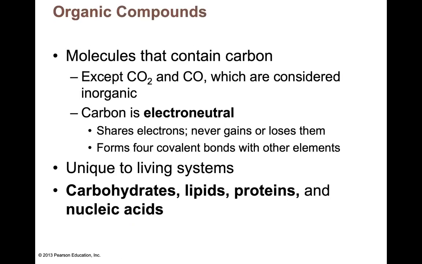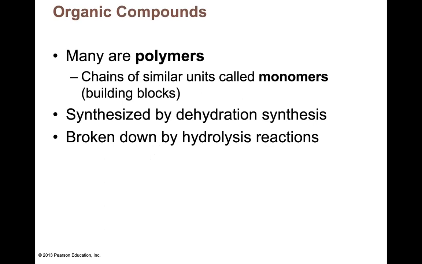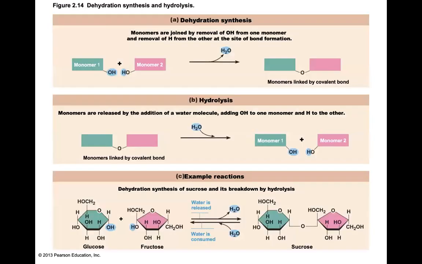Okay, our organic compounds. These are going to be your carbohydrates, lipids, proteins, and nucleic acids. They are very unique to living systems, and they most likely will contain carbon. Many organic compounds are polymers, which means they are chains of smaller units called monomers, which are building blocks. They are synthesized by dehydration reactions, and they are broken down by hydrolysis reactions.